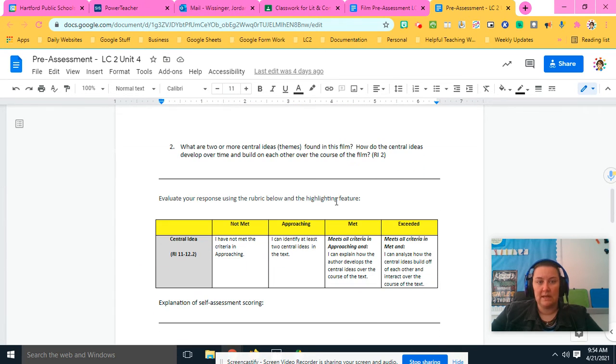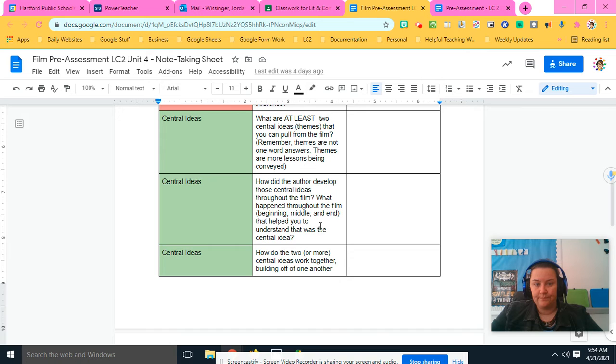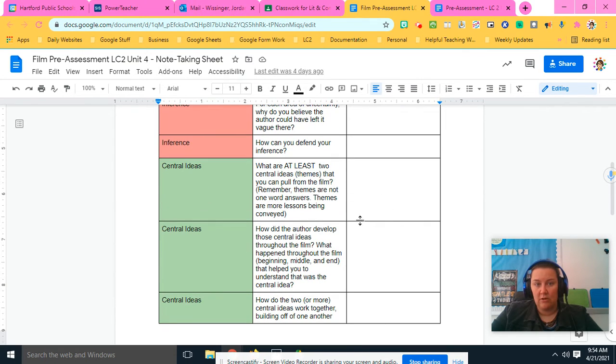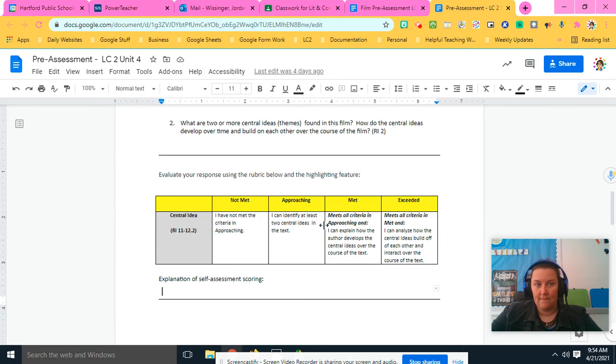The second one is on the second page, which is about central ideas. Again, if you click back to your note-taking sheet, these are all in green. So that's these 3 boxes right here in green. So you take these answers and you compile them together to formulate your answer for the pre-assessment here. When you're done with that, you use the highlighting feature again to self-evaluate and explain your answer here as to why you evaluated yourself with that score.